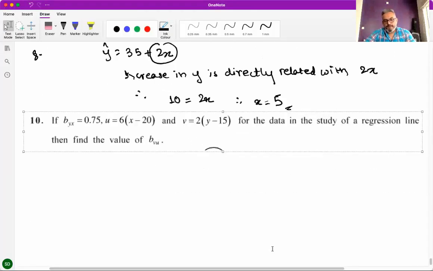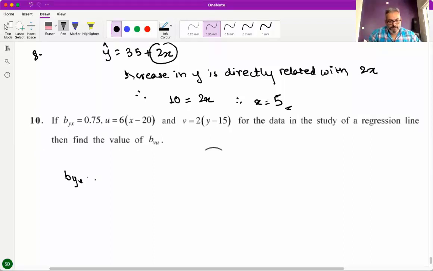Now, in question number 10, b y on x is equal to 0.75. u is equal to 6 in the bracket x minus 20. v is equal to 2 in the bracket y minus 15, for the data in a study of a regression line, then find the value of b v on u. So now first let's write what is given. b y on x is equal to 0.75. Tenth one, solution.